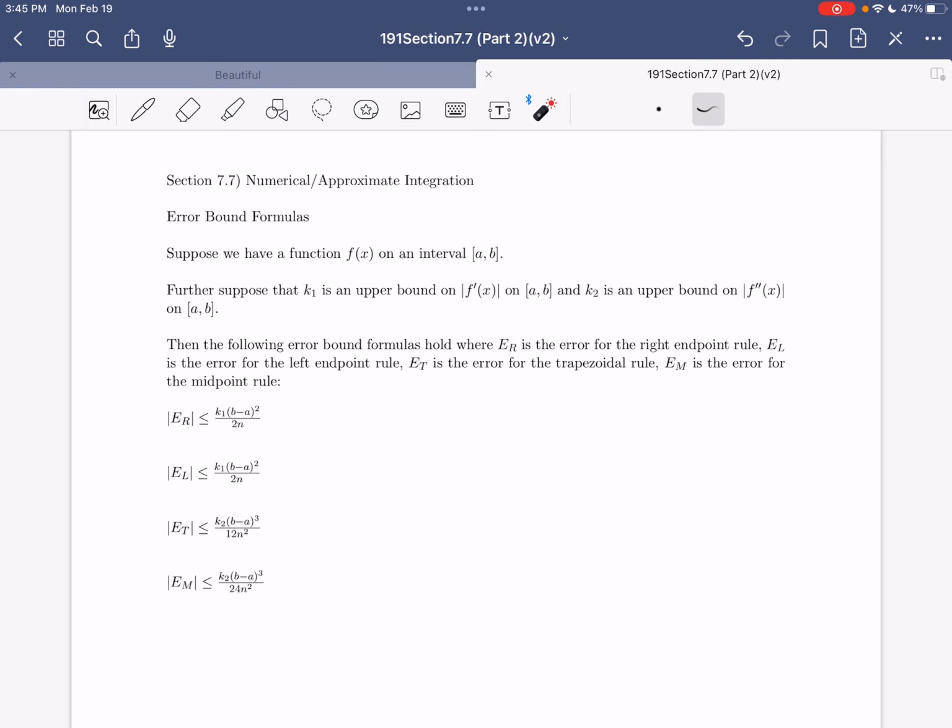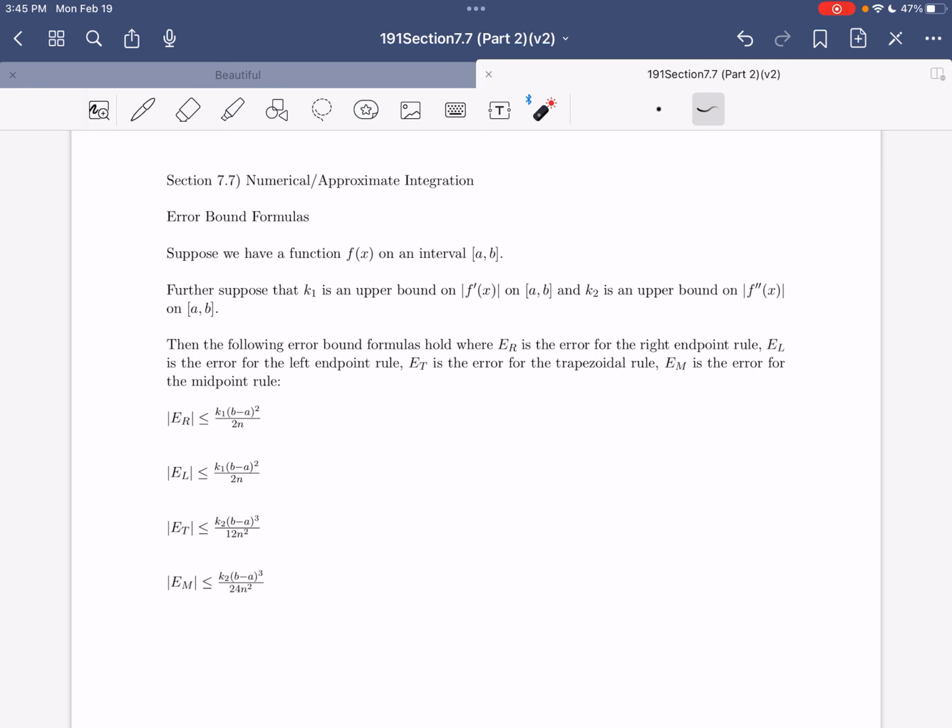Now, there are a couple things we should keep in mind as we look at these error-bound formulas. First of all, you'll notice that I keep saying error-bound formulas. These formulas do not tell us what the error is exactly going to be. They actually tell us the worst case scenario. They tell us the maximum that the error might be.